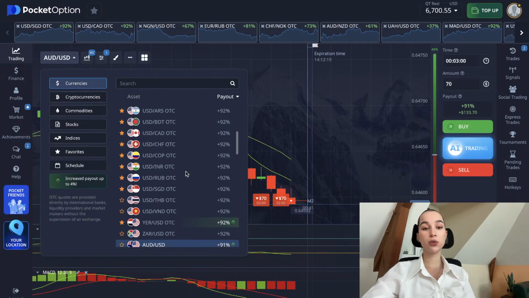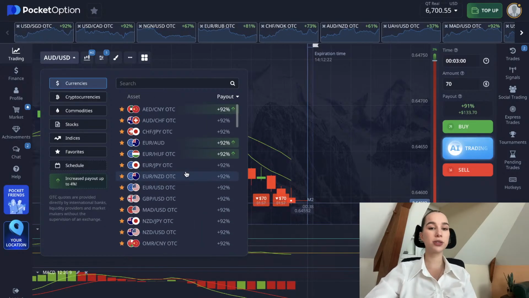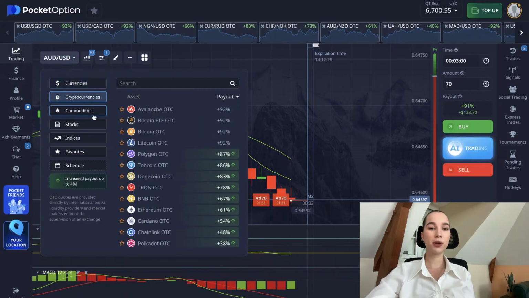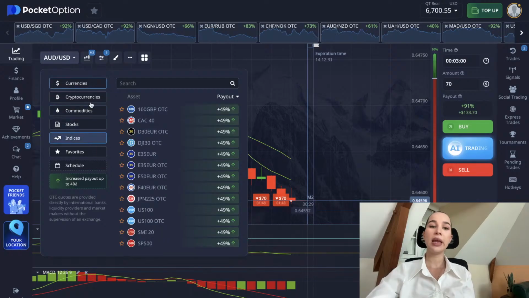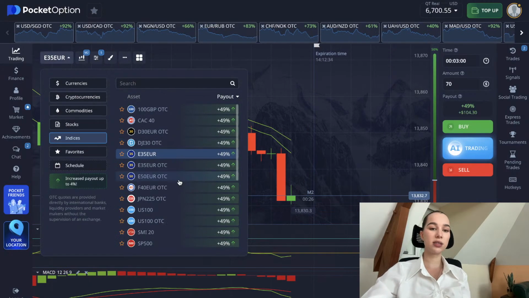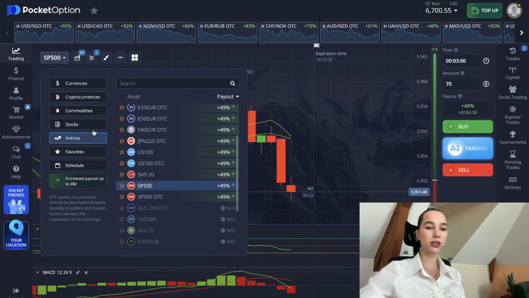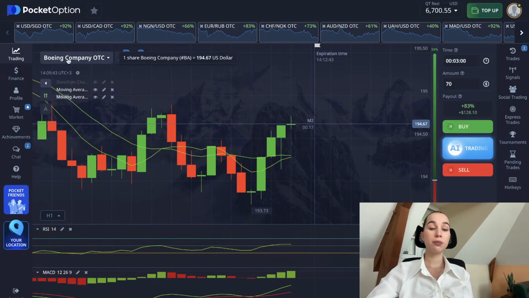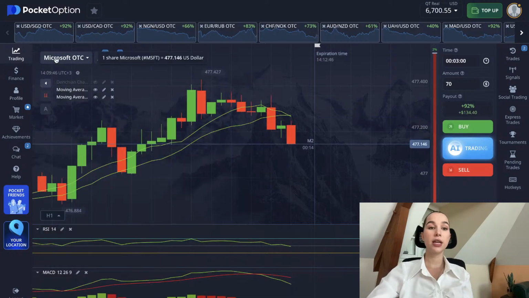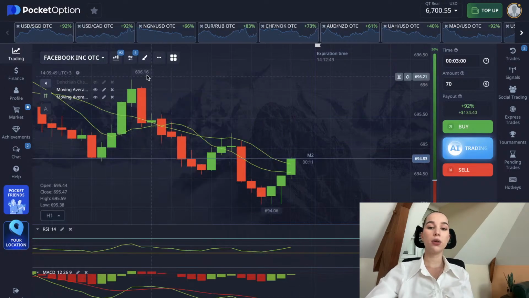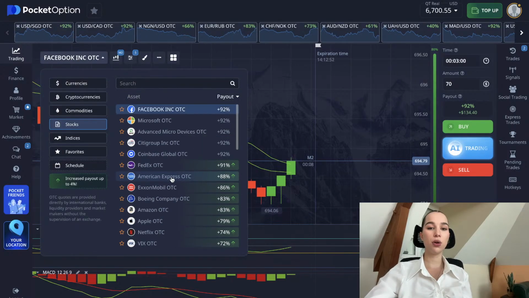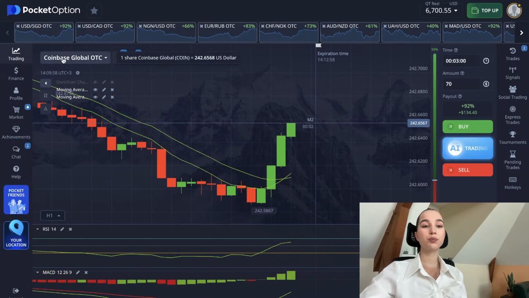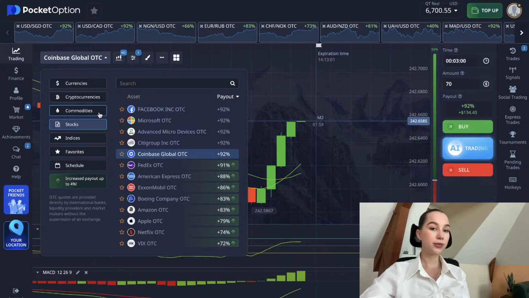Mostly it's the OTC pair, so there could be big volatility there, but that's why it's 92%, because it's high risk, but at the same time it's a high payout, of course. Here you also have cryptocurrencies, commodities, stocks, indices. So you can choose any of them, and as you can see, it still looks the same, like it's the same chart, but of course it's different things that you are working with. So for example, here's Boeing company, here's Microsoft, here's Facebook, and it's pretty good because if you know a lot about how to analyze the news of the stocks and you're good at it, it could be nice for you actually.